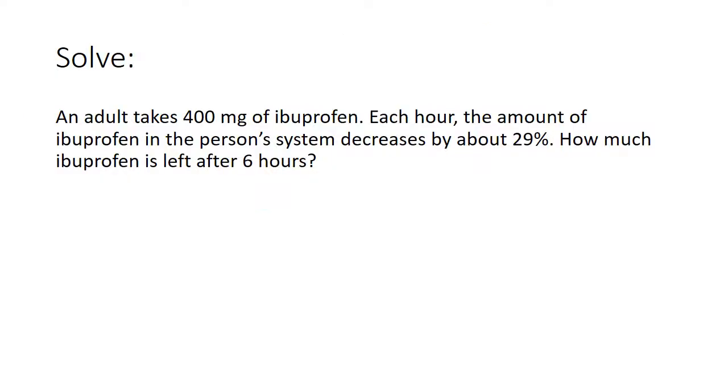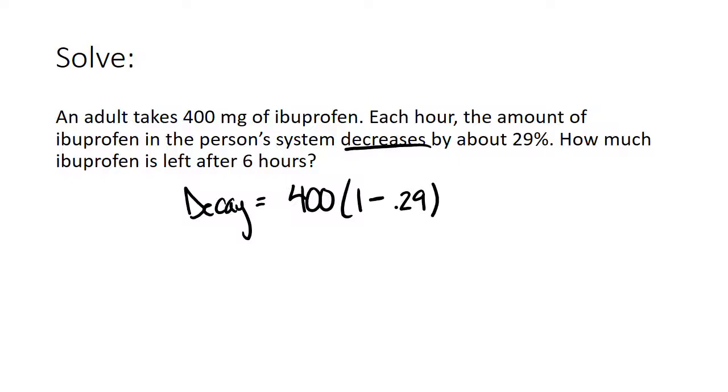Let's take a look at what formula we would use on this one. You have to have those 3 formulas memorized. It's either going to have the word compound or you're going to use growth and decay. In this case, we're decreasing. I'm going to use the decay formula. Okay? We start off with our original amount. We have 400 milligrams. We're decaying, so it's 1 minus. Our percentage is 0.29, and our time is 6 hours, and it goes down each hour.